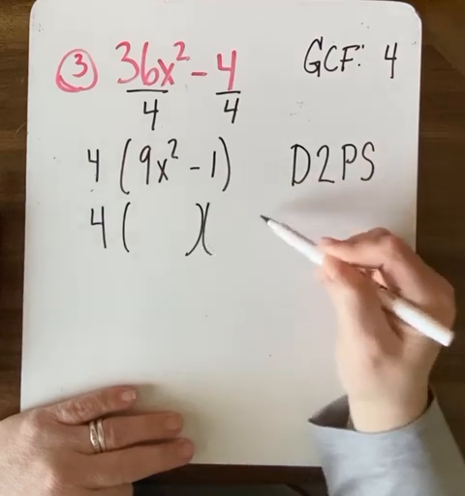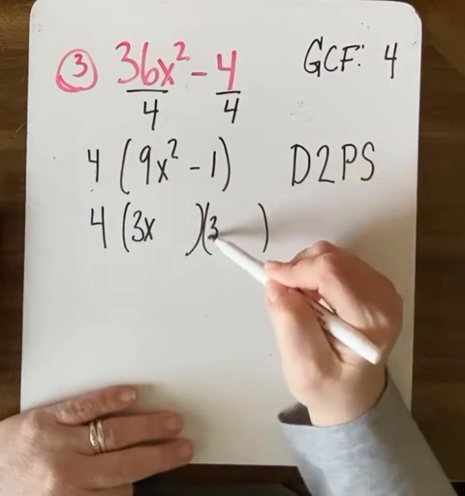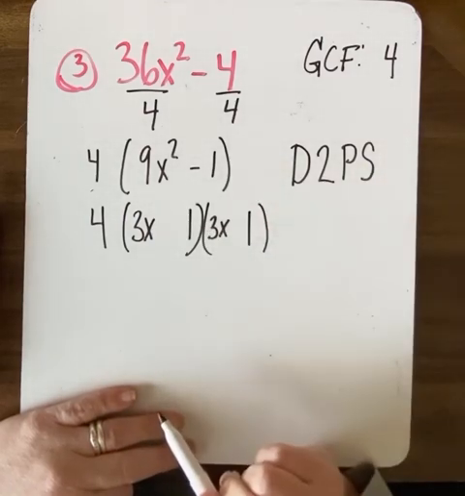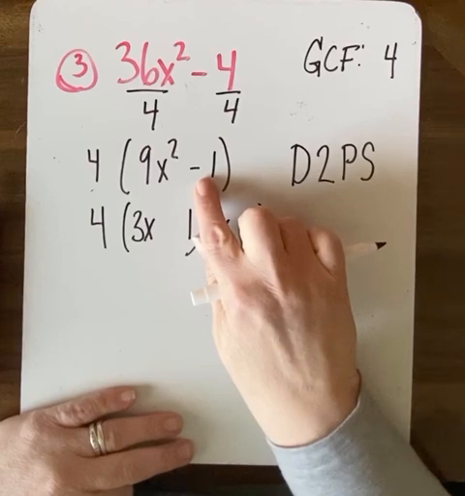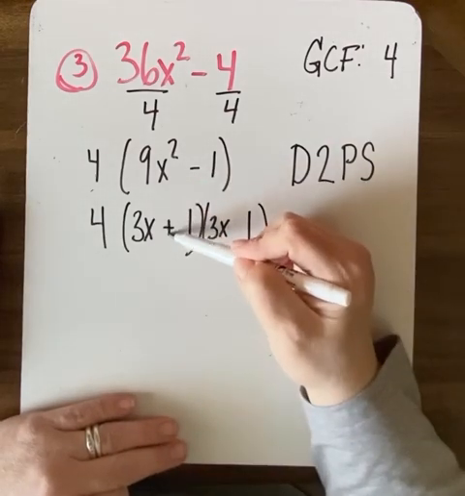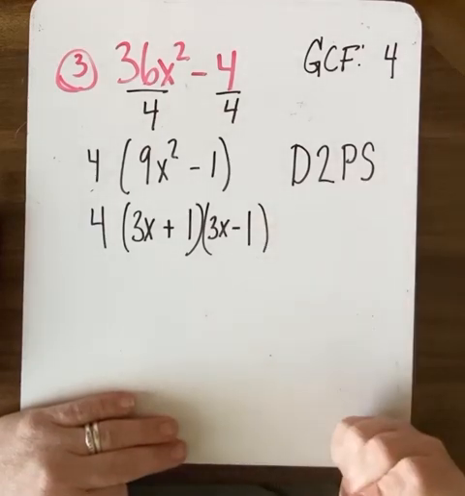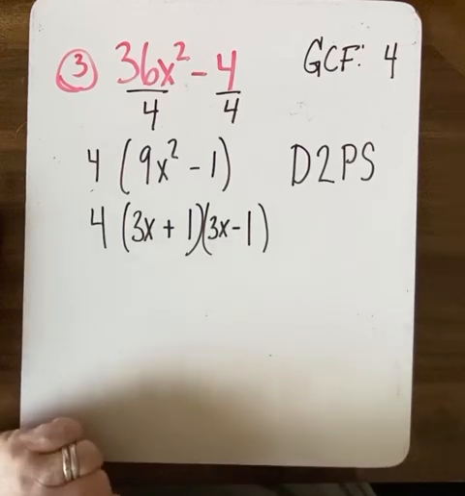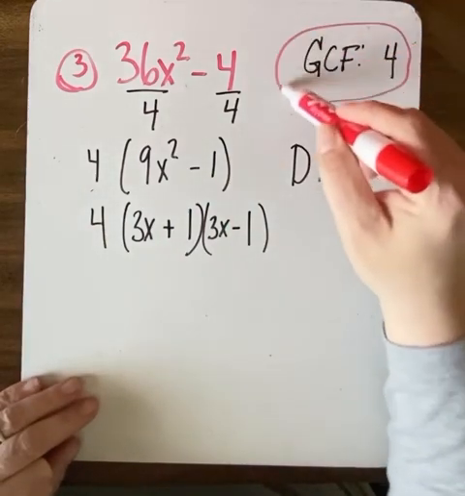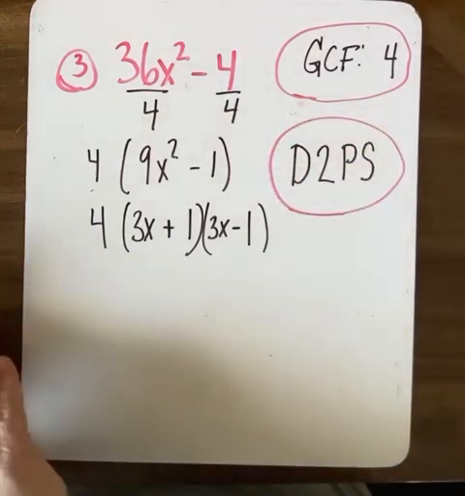And then I'm going to be able to take this 9x squared and this 1. And I know that since this is a binomial, to have those middle 2 terms cancel out, one of my factors would have to be a sum and one of my factors would have to be a difference. And so for this particular problem, I had to use greatest common factor as well as a difference of 2 perfect squares.